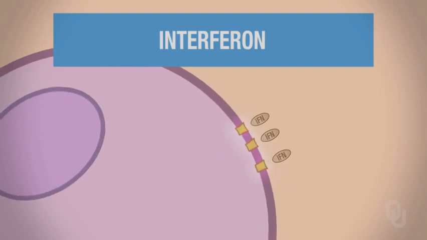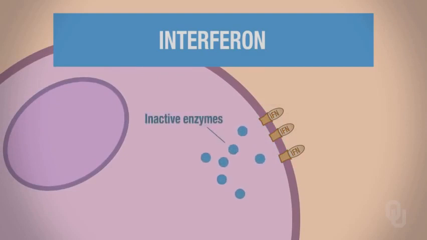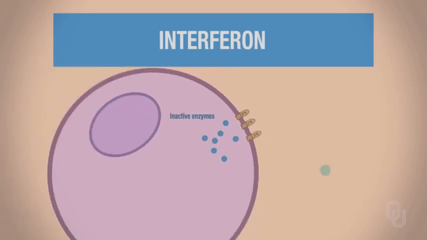And when it binds to these receptors on an uninvaded cell, this uninvaded cell now will produce inactive enzymes. So basically, this cell is just waiting. It's waiting to be invaded by a virus. Because what these enzymes will do once they become activated is they will break down viral messenger RNA and inhibit protein synthesis. Now, here comes our virus.